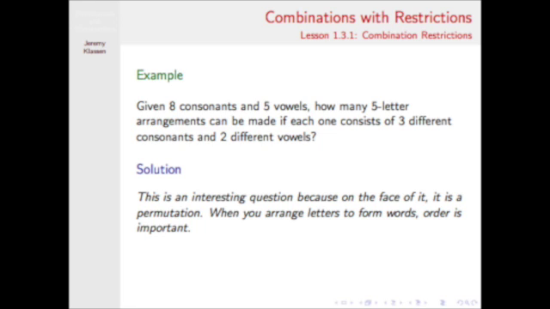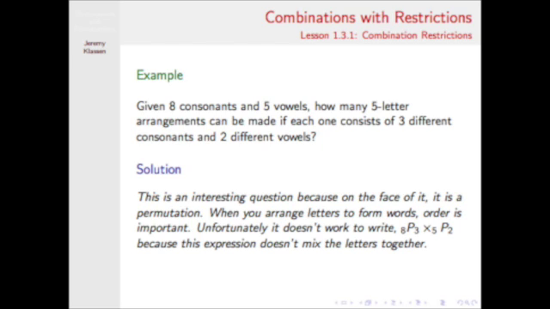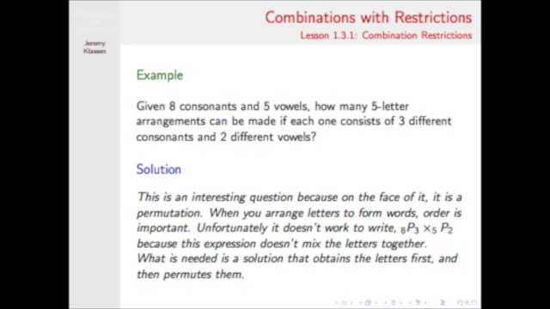And this is a very interesting question because on the face of it, it looks like a permutation, because as soon as you start talking about the order of letters to form words, well, we know order is important. However, it doesn't work to write 8P3 times 5P2, because when you do that, you're not mixing the letters together. You're leaving the consonants at the front and the vowels at the end. They're not being mixed up. In fact, what we need here is a solution that obtains the letters first without consideration of order and then permutes them afterwards, which is why this is in the combination section.